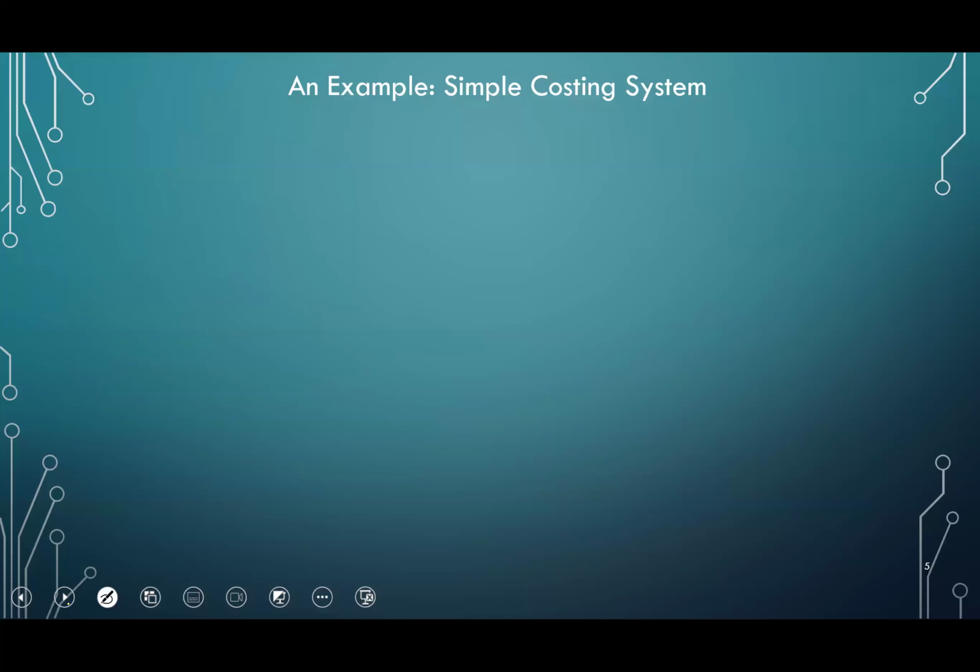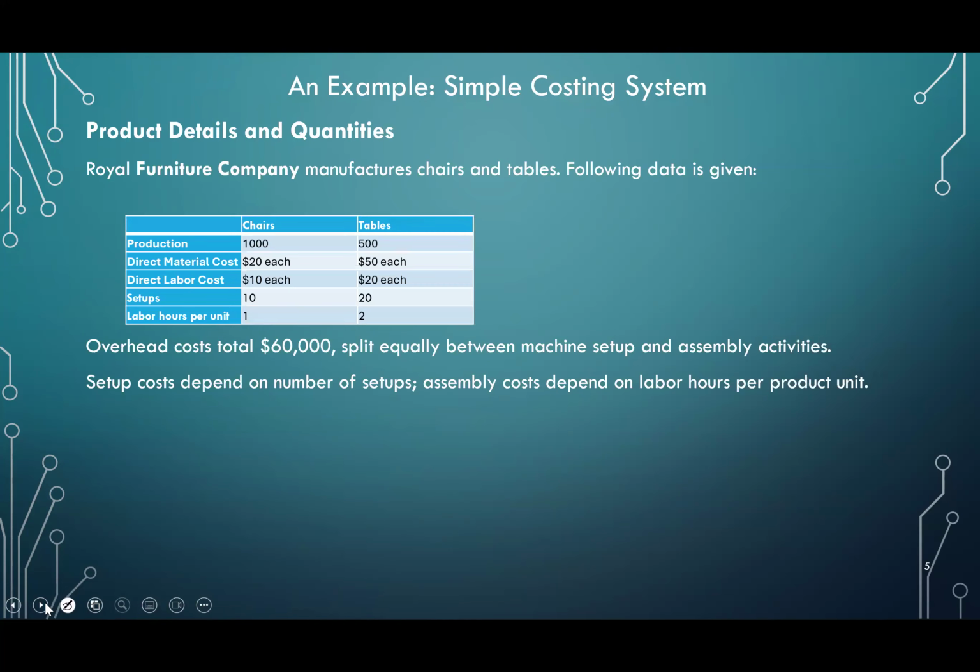Now let us go to the numerical example that we have in mind for you. Okay, sorry. Okay, so here is our example. We have a furniture company that makes tables and chairs. You are given some data.